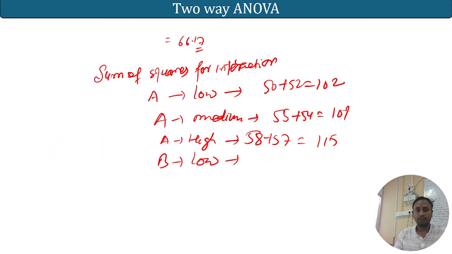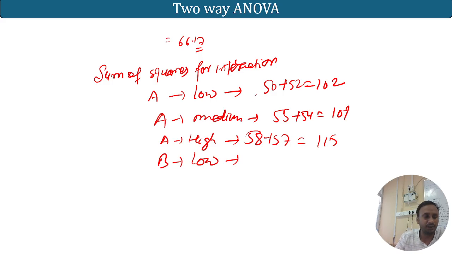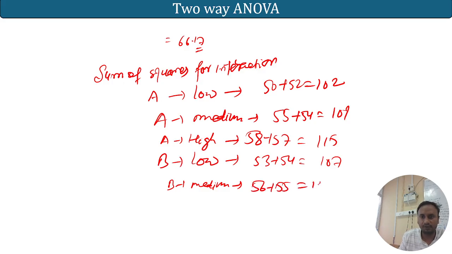Okay, so we were there, B low and B high. Earlier we used to check with only A. Now we're going with the mixed-up version. So now B low, how much will be there? B low is 53 plus 54, that is 107. Then we'll be having B medium, 56 plus 55, that is 111. Then B high will be 60 plus 59, which is 119.